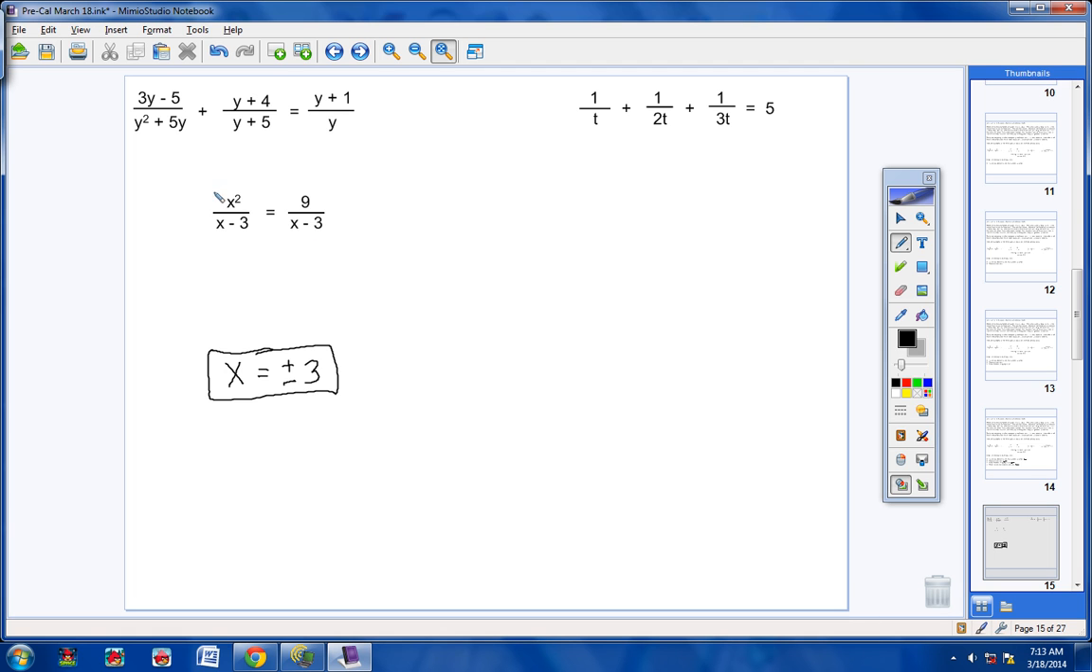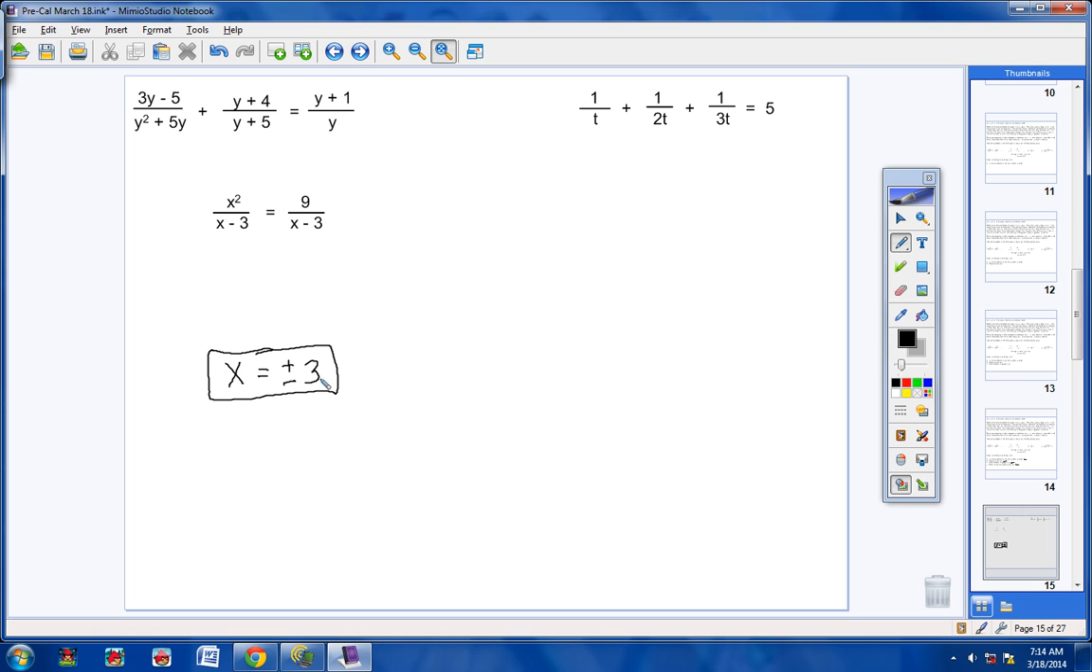Well, a negative 3 is just fine. If you put a negative 3 in here and square a negative 3, you get a positive 9. And a negative 3 minus 3 would be a negative 6. So you get 9 over negative 6 equals 9 over negative 6. Okay, I kind of went fast there, probably didn't do a very good job, but trust me, negative 3 works just fine.